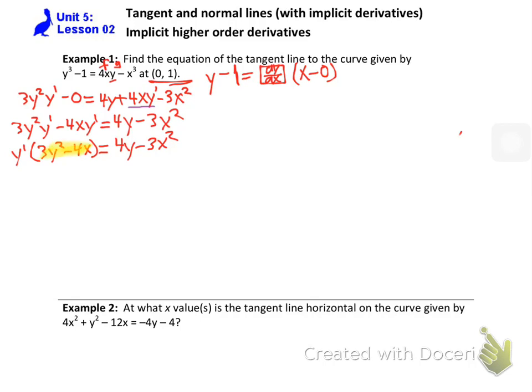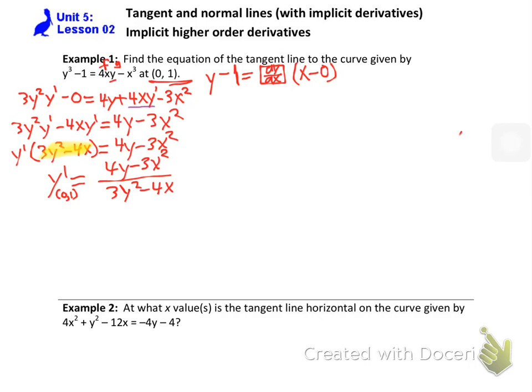Doing that, we'd end up with y prime. In the numerator we have 4y minus 3x squared, and the denominator is going to be what we just divided, 3y squared minus 4x. Okay, so now that we've done that, we're just going to evaluate this thing at x equals 0 and y equals 1. So the notation that we use is to put a little set of ordered pairs down here in the bottom, and that's just telling us what we're going to do next. So let's see if we can do that.